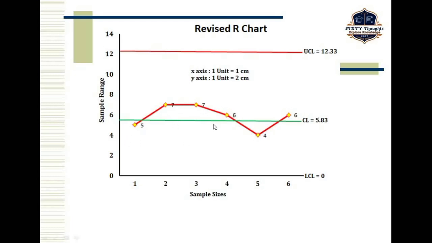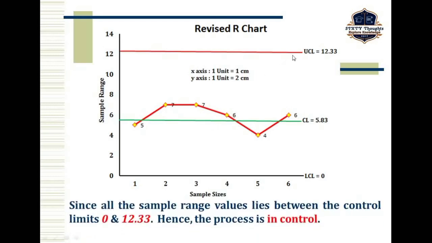In this graph, we can clearly say that all points lie under the control limit. Therefore, we give the conclusion: since all the sample values lie under the control limit, that is lower control limit 0 to upper control limit value 12.33, hence the process is in control.